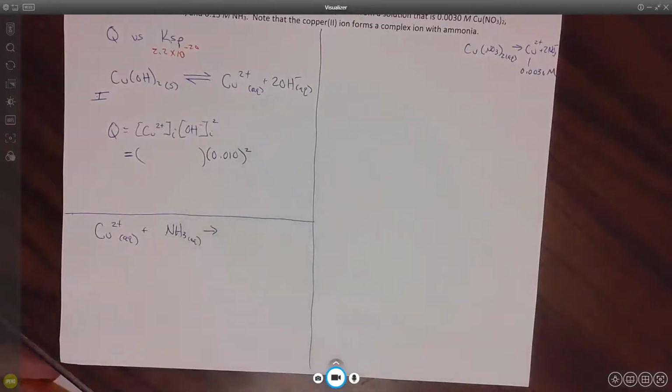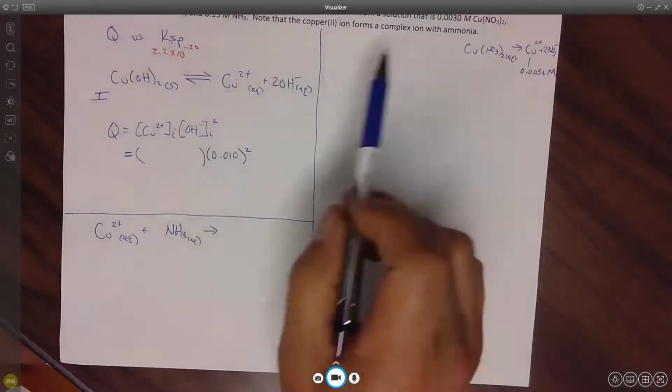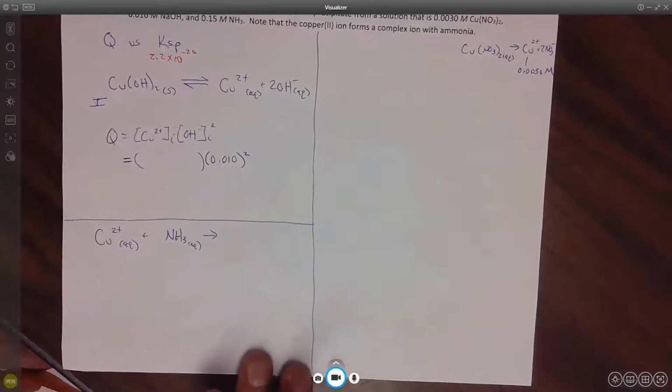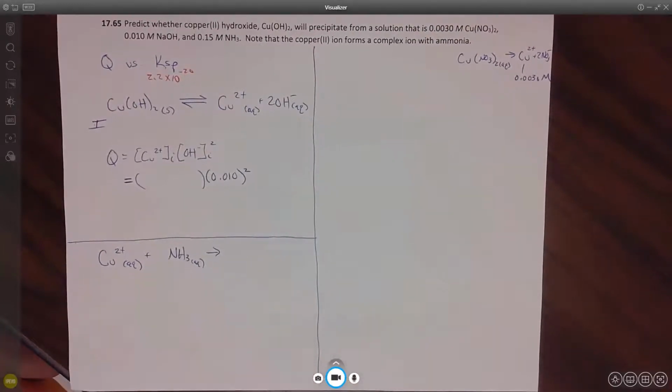Oh, what's the formula of that complex ion? Didn't tell you. So what's the formula of that complex ion? How would you find it? Well, couldn't you just relate the charges? Oh wait, never mind. No, it doesn't work that way. This is a neutral molecule. How am I going to determine that formula? It's really, really easy. Do you just look it up in the tables?